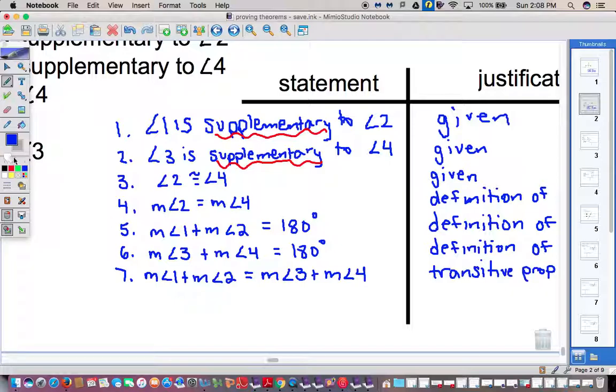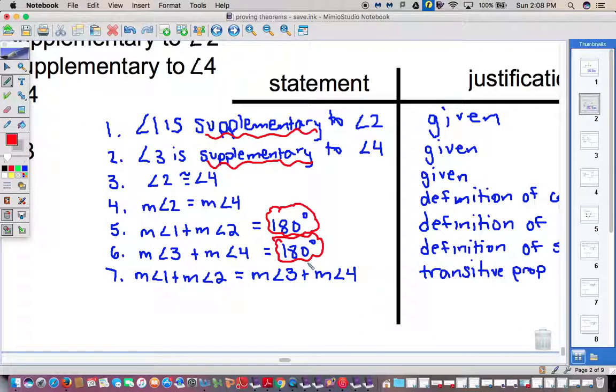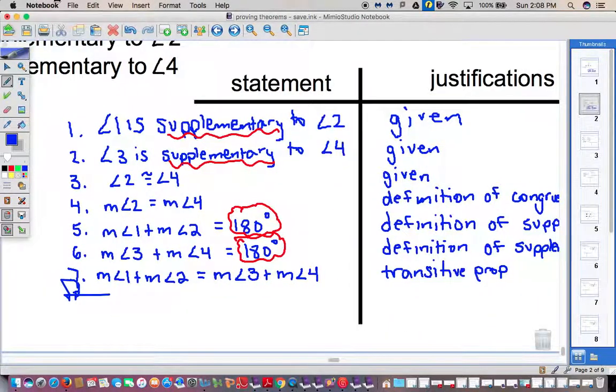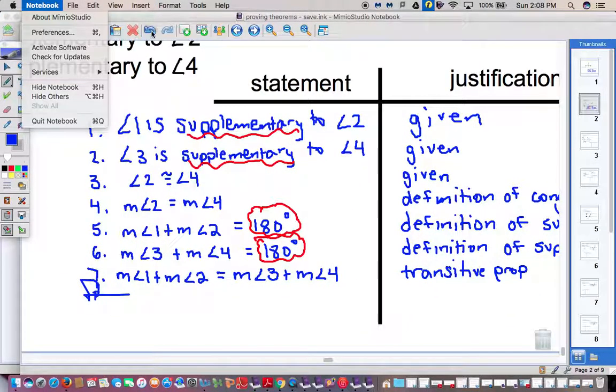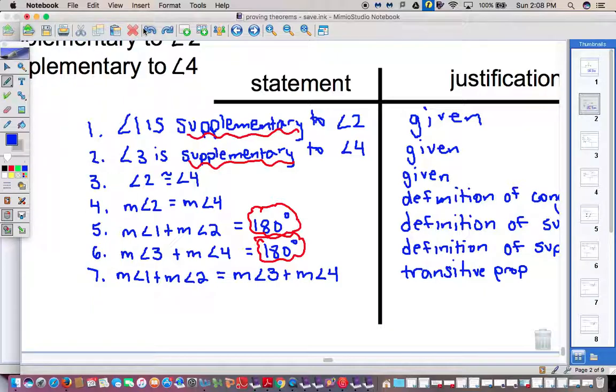That's because we are replacing the entire side. We have 180 degrees here and 180 degrees here, so we're replacing the entire side. Because we're replacing the entire side of the equation, we can say that we're using the transitive property. Now, in step 8.